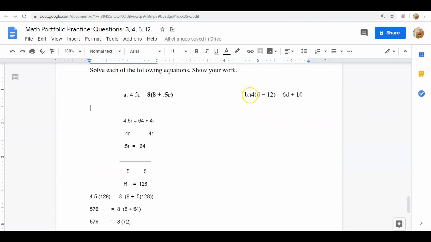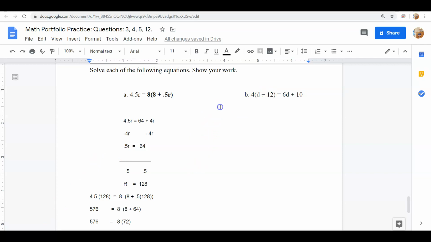So let's look at letter B now. Letter B also has parentheses that we need to distribute. So the first thing we should do is distribute them. So if you remember, the way you do that is you take your 4 and you multiply it into all of the values within the parentheses. So you need to do 4 times d, and then you need to do 4 times negative 12.